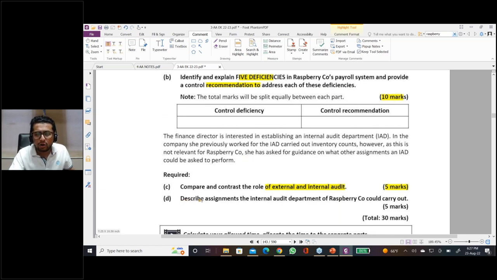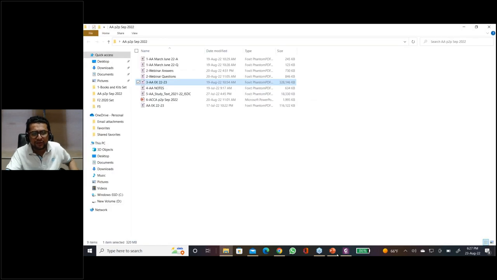Compare and contrast the role of external and internal audit for 5 marks. Will you be able to do that considering you have prepared this topic from the book? Can I have confirmation on that?